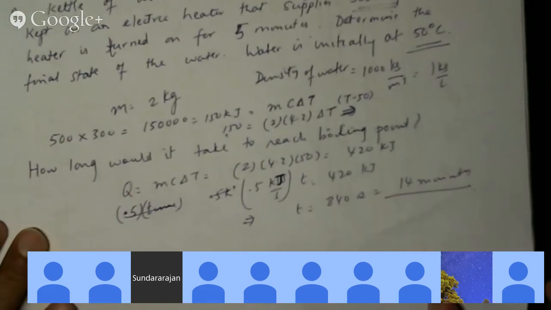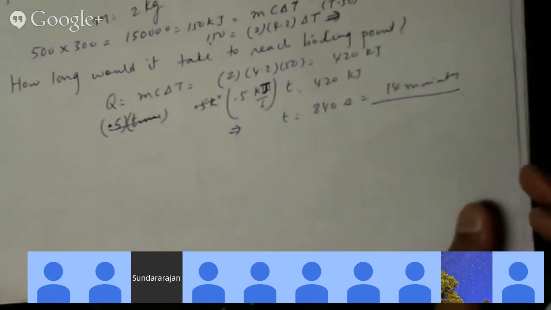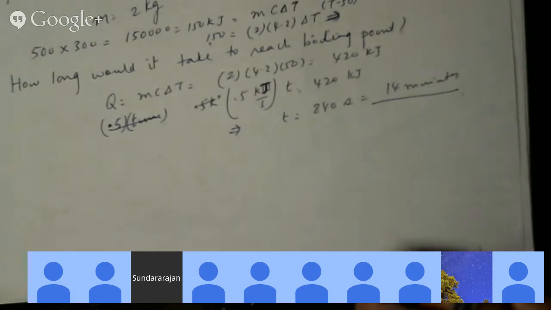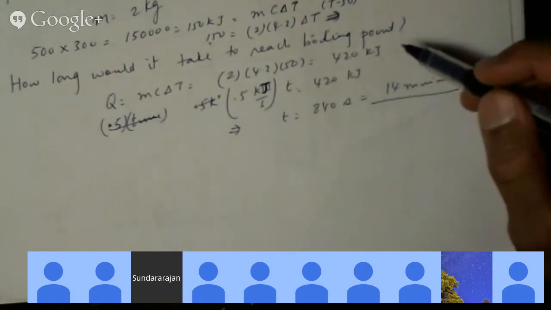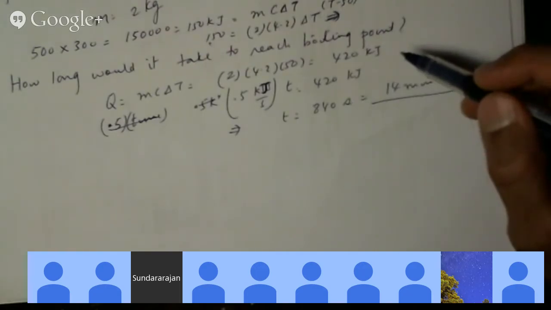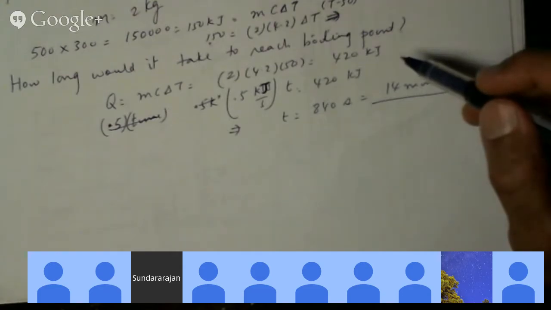Yeah, I got my answer a different way. What did you do? I took the energy required for this equation and divided that over the energy from the other equation. So 420 divided by 150, and I took the answer from that and multiplied it by the total time to get 14 minutes.